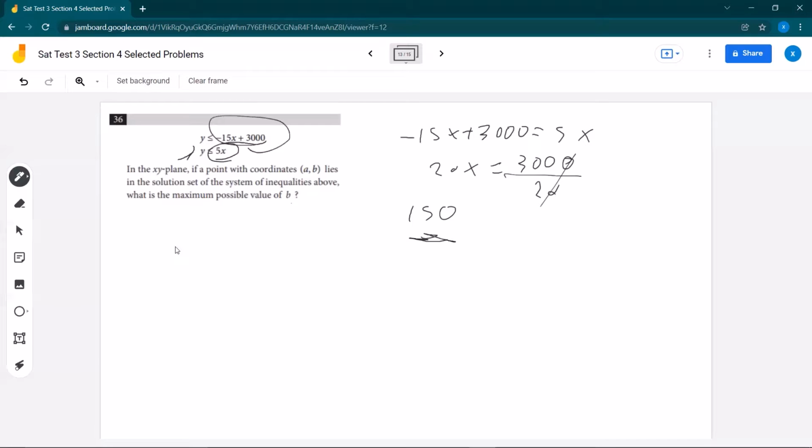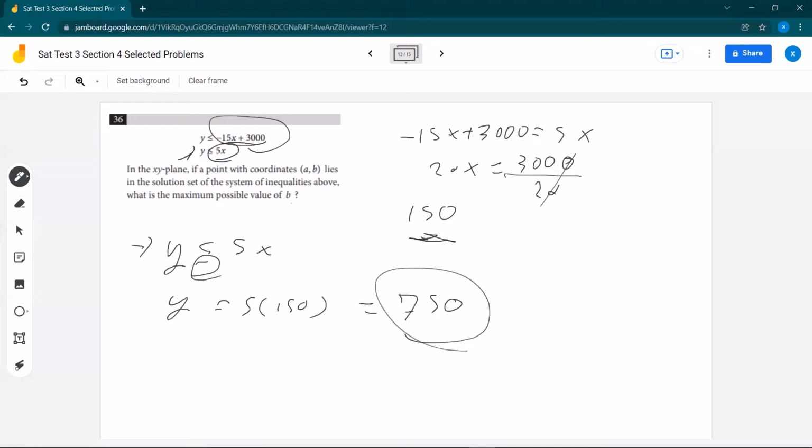So the maximum x value, therefore, is 150, right? And therefore, if we want to find the maximum value of y here, we can look at one of the equations and plug it back in. So y is less than or equal to 5x, right? We're essentially taking the equal case, because if y is anything less than 5x, y is not going to be maximized. And therefore, if y is equal to 5 times 150, then y is equal to 750.